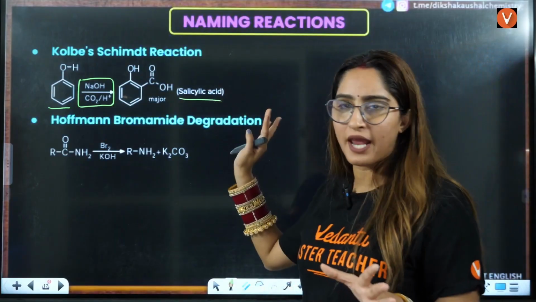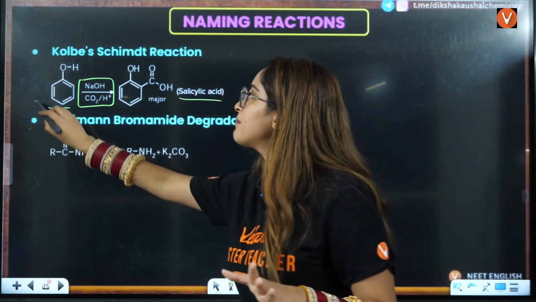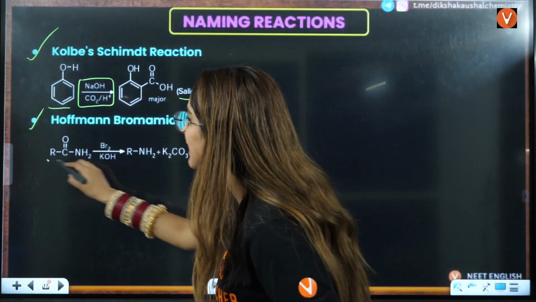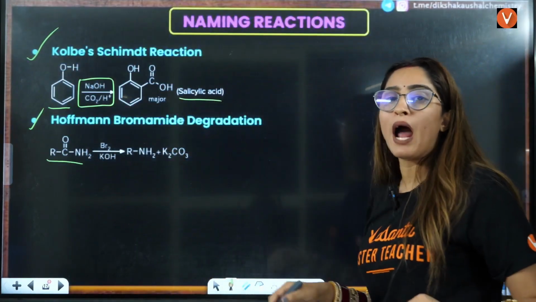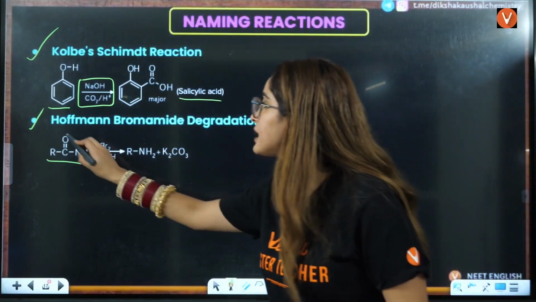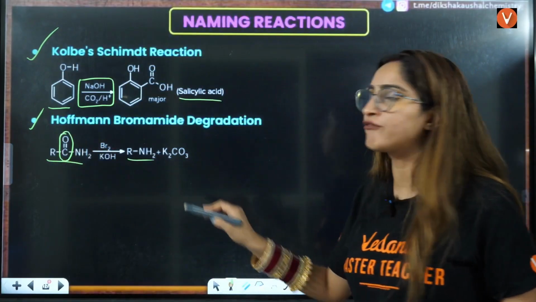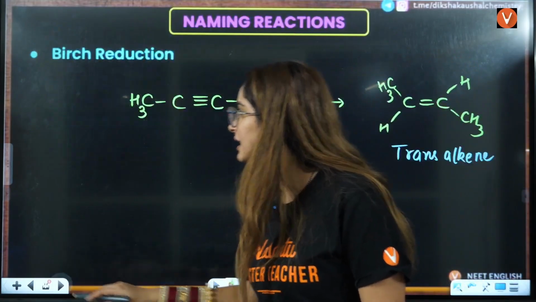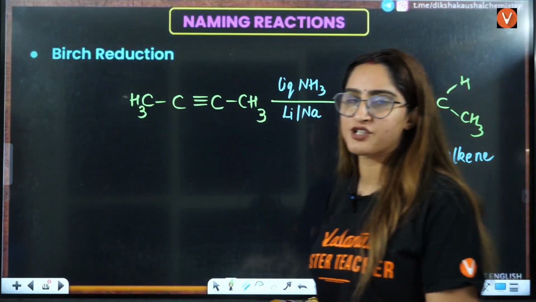That is the Kolbe reaction. Next is the Hofmann bromamide degradation reaction. In this case, you have an amide, that is RCONH2. You add Br2 and KOH. This CO will be removed and you will have the formation of RNH2, right? That will be formed directly, which is why it is called a degradation reaction.